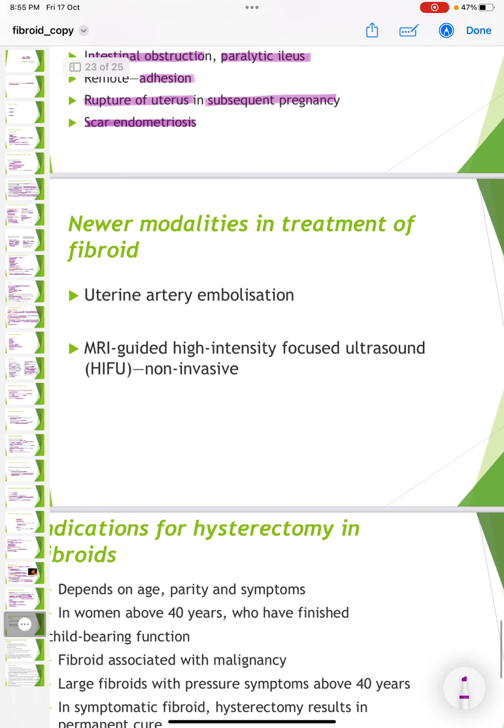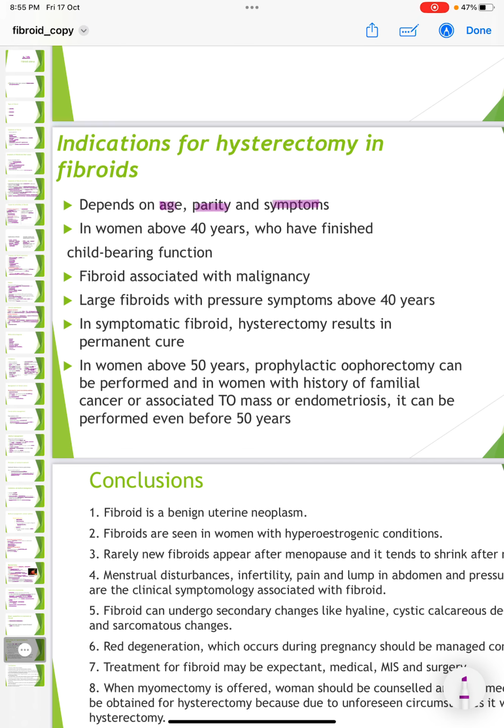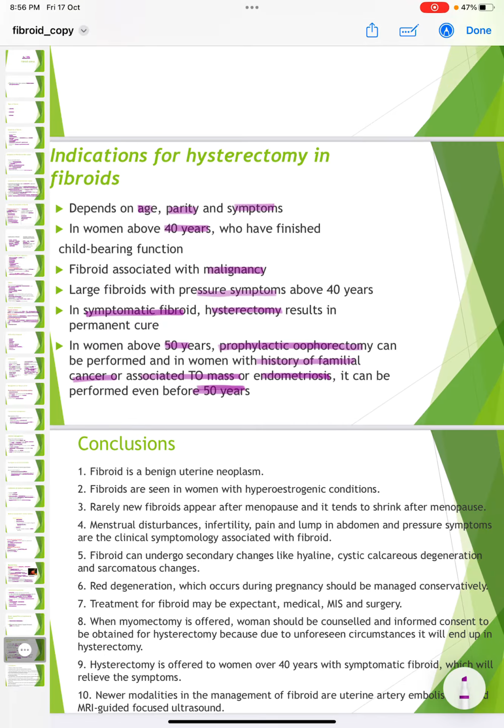Newer modalities are uterine embolization and magnetic resonance guided high intensity focused ultrasound. Depending on the age, parity and symptoms, in women more than 40 years who have completed the family, fibroid with carcinoma, large fibroid with pressure symptoms, and symptomatic fibroid, hysterectomy is the permanent cure. If the woman is more than 50 years, we will even do prophylactic oophorectomy. If there is a family history of familial cancer, or an associated tubo-ovarian mass or endometriosis, even before 50 years, we will proceed with oophorectomy.